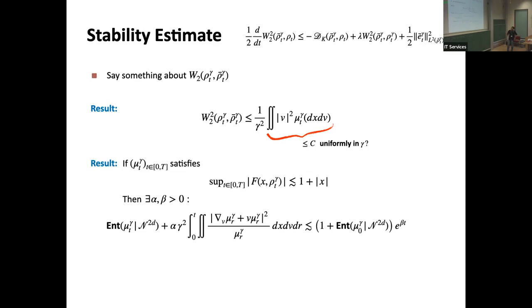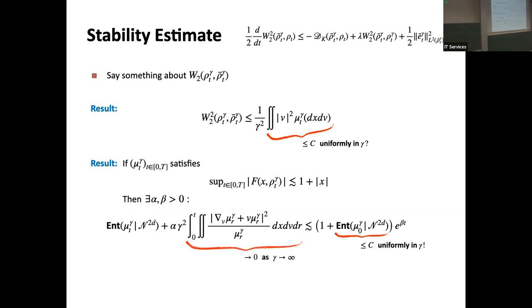I'm hiding quite a bit in this inequality, but we do get an inequality looking like this. If F, so the force, remember, which includes the potential and the interaction energy, is bounded from above by something at most linear at infinity, then there exist constants alpha, beta, such that the entropy between mu gamma and the Gaussian in 2 dimensions, plus the Fisher information, but only in the v variable, is bounded from above by this constant. So if we can make sure that this guy is uniform in gamma, then everything else on the left-hand side is uniform in gamma. But I have a gamma squared there, so this term necessarily goes to 0. And this is what happens when you send gamma to 0.